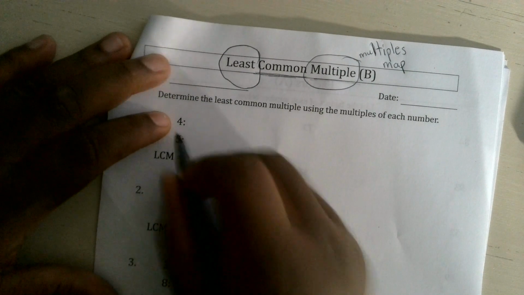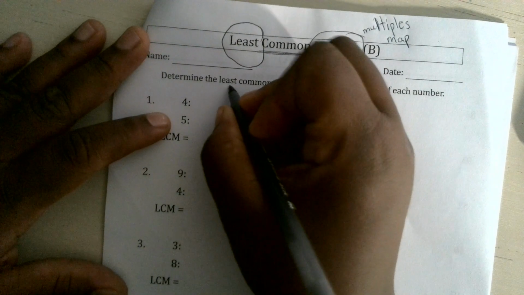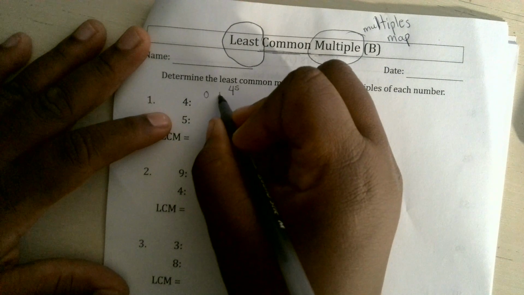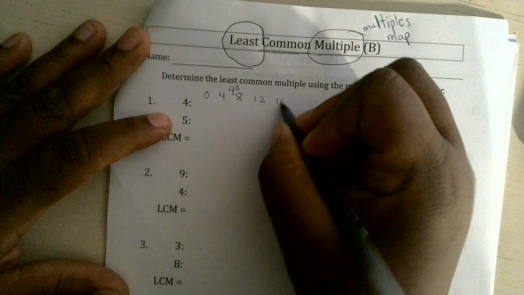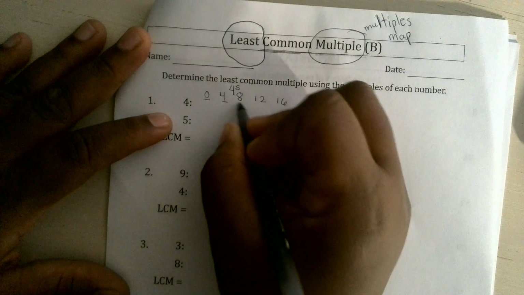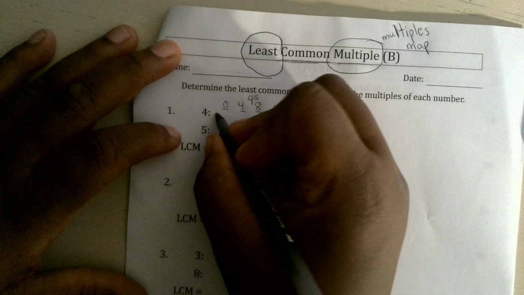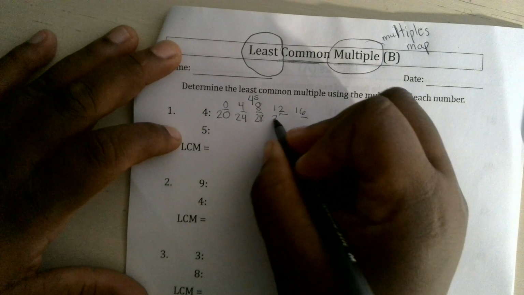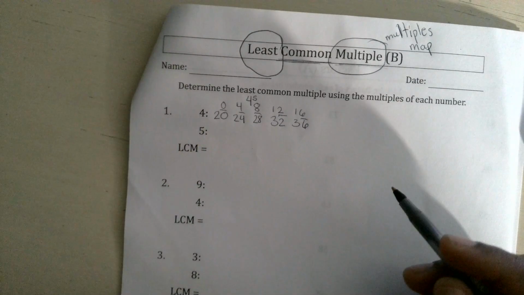I need to determine the least common multiple between 4 and 5, so I'm going to do a multiples map for 4 and 5. First, my 4s. 4 is an even number. 0 is my anchor, and then 4, 8, 12, 16. I'm going to underline my units place because in an even number, the units will repeat. After that, I get 20, 24, 28, 32, 36, and I could keep going and going.